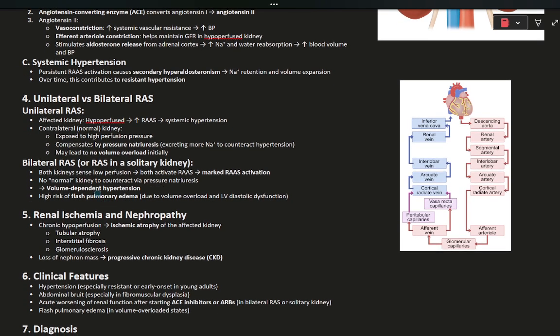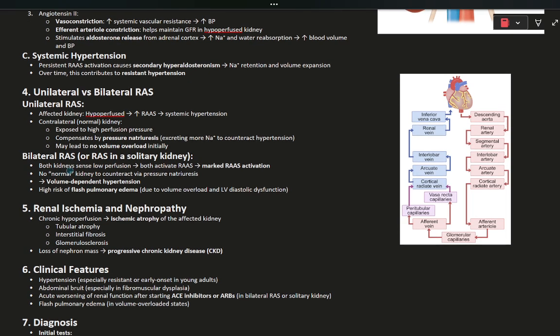So, the bottom line is bilateral renal artery stenosis, marked RAS activation, and volume-dependent hypertension. Unilateral RAS, or renal artery stenosis, has a normal kidney there to counteract high perfusion pressure through natriuresis.